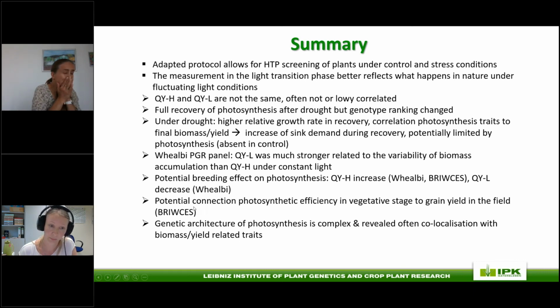And in the elite winter wheat panel, which I just showed you, we saw a potential connection of photosynthetic efficiency in the vegetative stage to the grain yield in the field. But of course, that still needs to be explored in more detail. And what we found in all the GWAS studies is that the genetic architecture of photosynthesis is very complex. You find a lot of QTLs. And as expected, we also often find co-localization with biomass and yield-related traits.